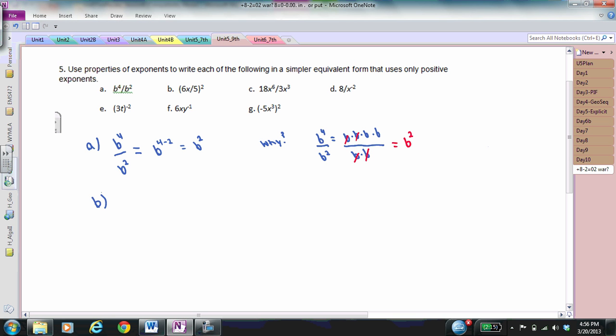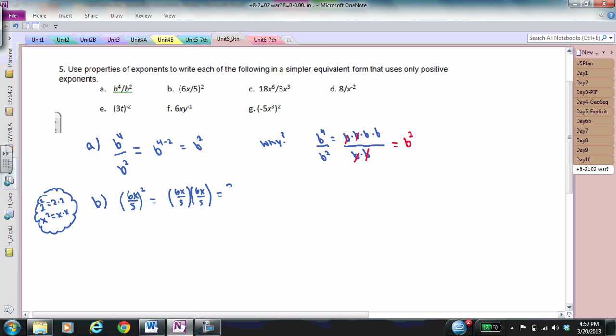Now part B, we've got 6x over 5 squared. And for this one, I want you guys to just think about, what does it mean to square something? Well, let's go over into our thought cloud. What does 2 squared mean? That's right, 2 times 2. What does x squared mean? Yep, x times x. So 6x over 5 squared just means 6x over 5 times 6x over 5.